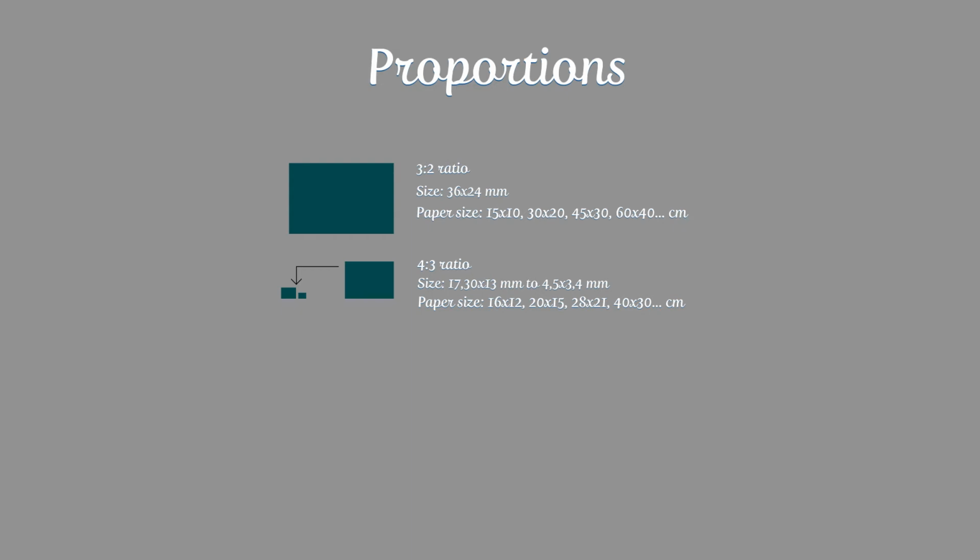The most used in the sense of compact cameras, micro four thirds, and smartphones. The 1.33 ratio makes the sensor almost square. If we are thinking about turning our image to paper, 16 by 12, 20 by 15, 24 by 18, 28 by 21, 40 by 30 will be a good size.